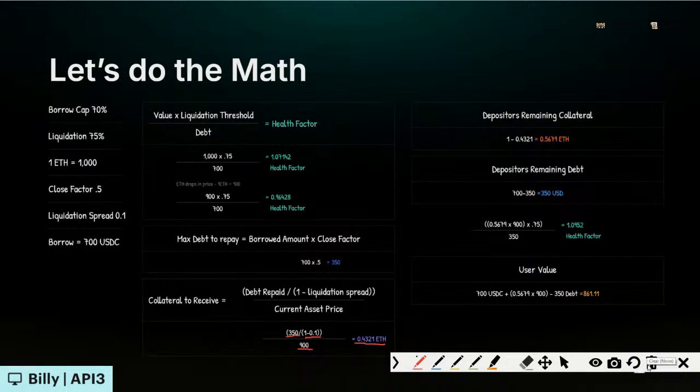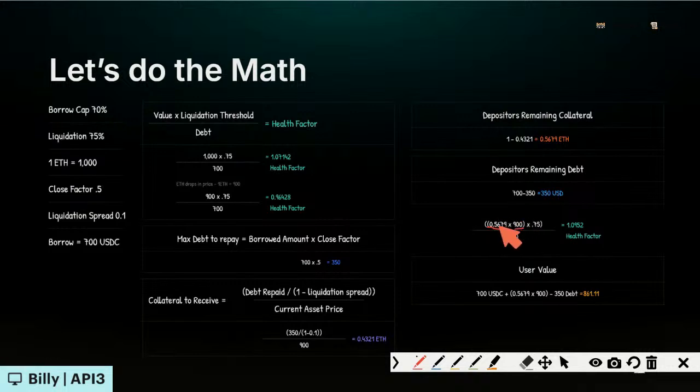So we know that this is what we're going to get for 350, so we're going to go ahead and pay back that loan. The depositor's remaining collateral, once they pay that bonus to us, will be 0.5679 ETH. Also, their debt has been paid back. From that $700, we paid back $350, so they only owe $350. Now their position is that they have their remaining ETH, which is 0.5679. The value of ETH is $900, right?